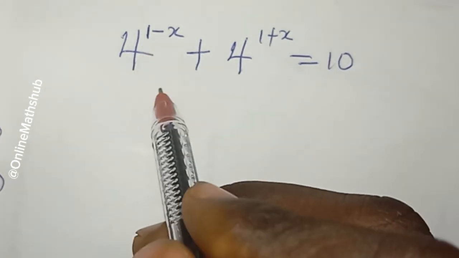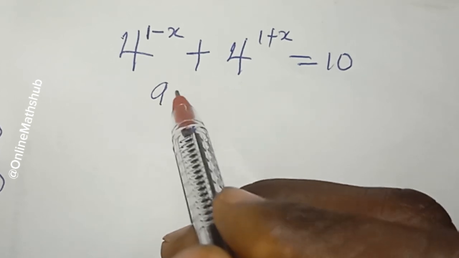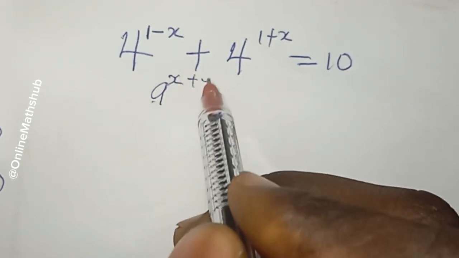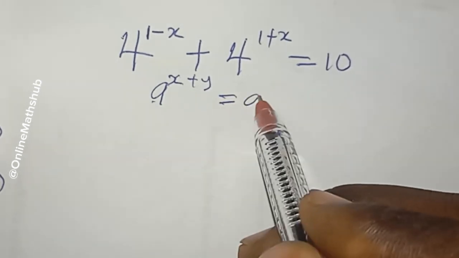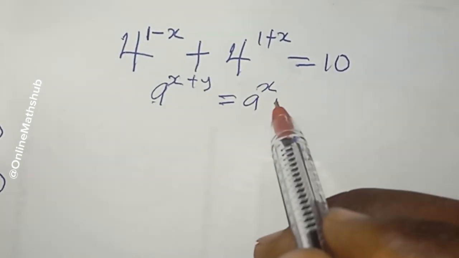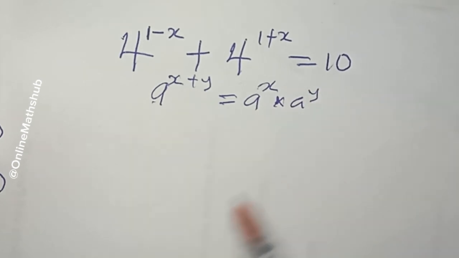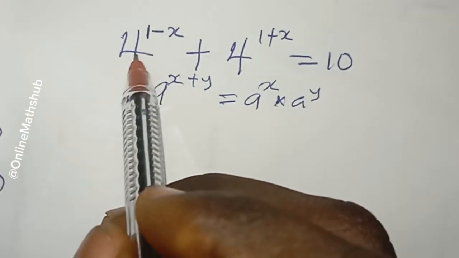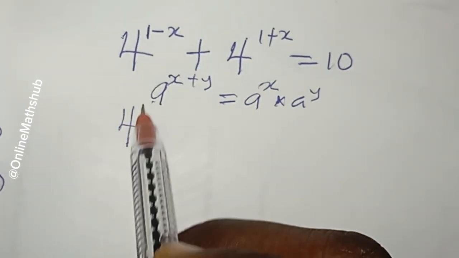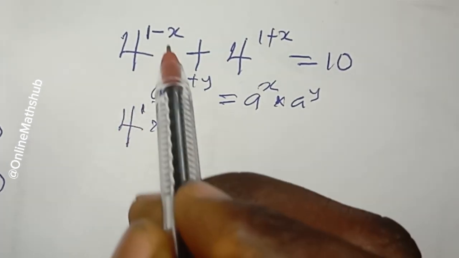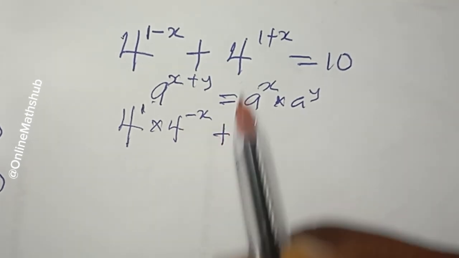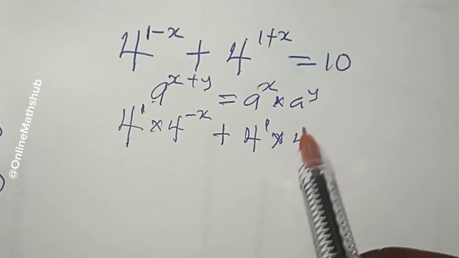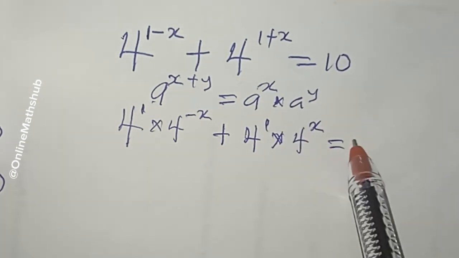Okay, so I'm going to be utilizing one of the rules of indices, which basically says that if you have a power x plus y, you can expand this as a power x multiplied by a power y. That is what I'm going to be applying. If I do that, this equation now changes to 4 power 1 multiplied by 4 power negative x, plus 4 power 1 multiplied by 4 power x, and it's all equal to 10.